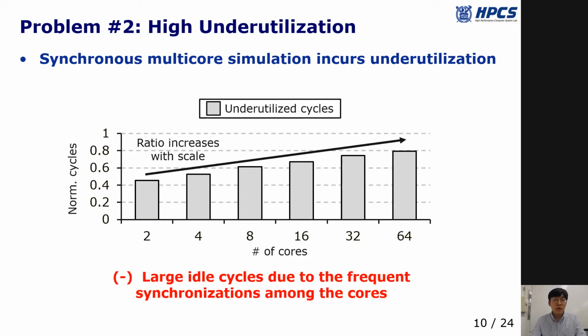We profile the ratio of the underutilized cycles due to the synchronization at various scales. The analysis shows that the ratio of the underutilized cycles increases with scale, reaching almost 80% at the 64-core scale.